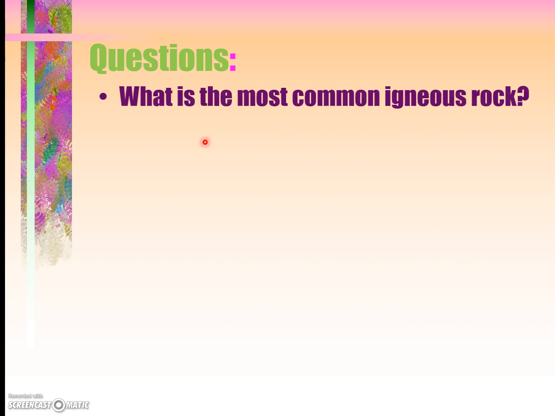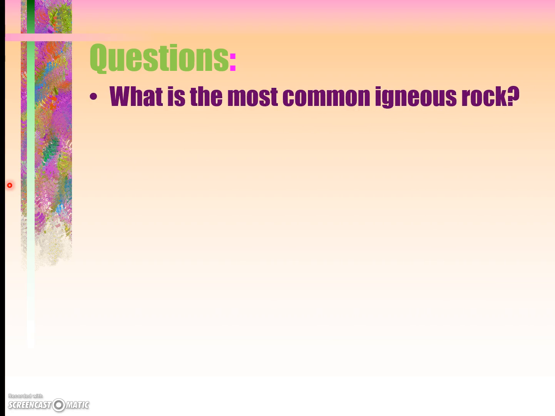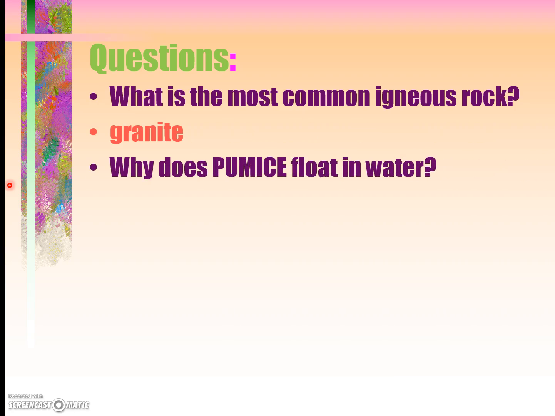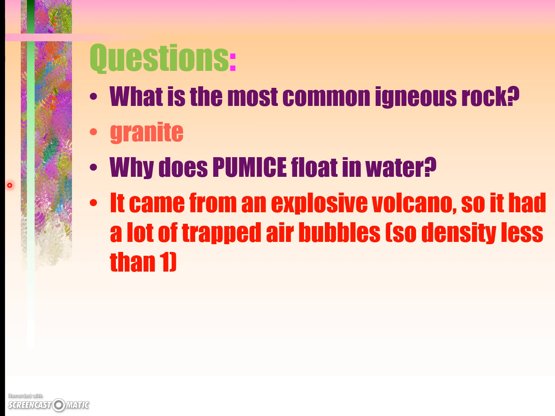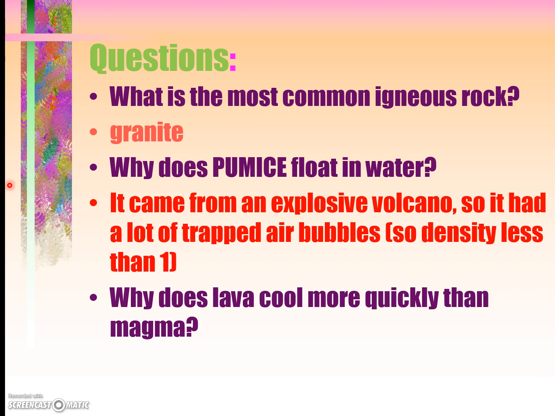Alright, so some questions for you. What is the most common igneous rock? Not just talking about extrusive and intrusive, but overall, what is the most common igneous rock? That would be granite. Why does pumice float in water? It came from an explosive volcano, so it had a lot of trapped air bubbles, so its density is less than 1, so therefore it would float in water.